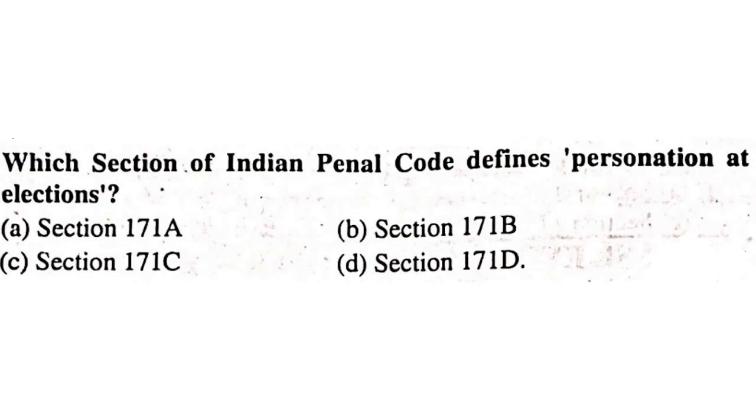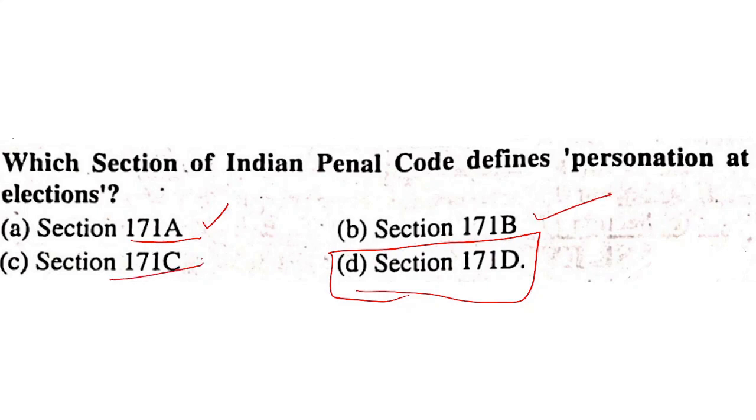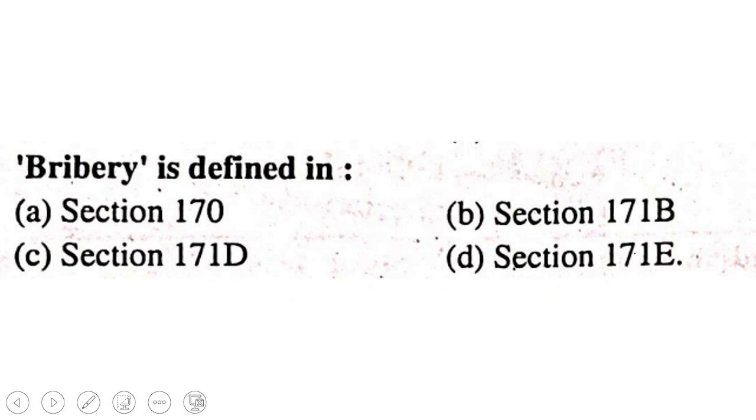Which section of the Indian Penal Code defines personation at elections? It is defined in section 171D. 171A is the definition of candidate and electoral right. 171B is bribery, and 171C is undue influence at elections. So personation at elections is defined under section 171D. Bribery is defined in section 171B.